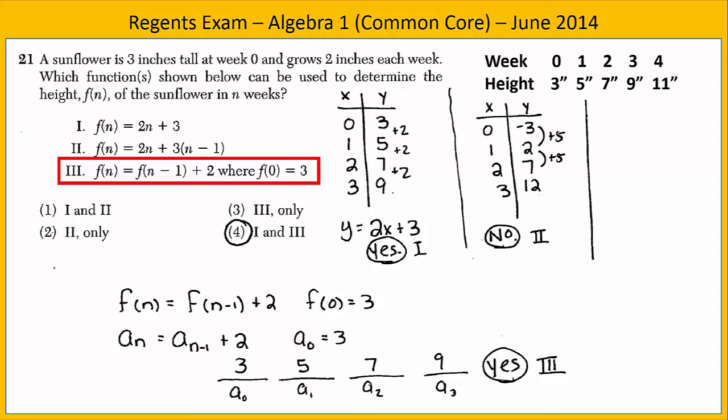Which of these choices do we choose for our final answer? Choice 1 and choice 3, which is option 4, 1 and 3.